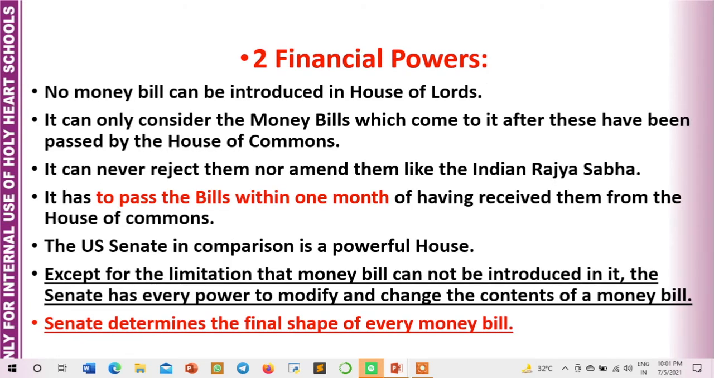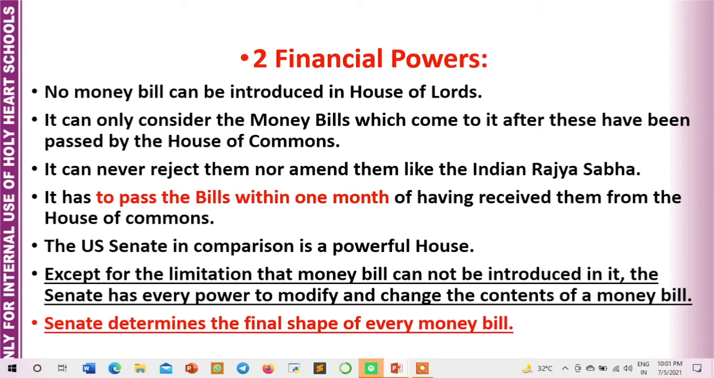Okay. The next is financial powers. No money bill can be introduced in the House of Lords. This is common between the U.S. Senate and the United Kingdom House of Lords. It can only consider the money bill which comes to it after it has been passed by the House of Commons. Means the House of Commons introduces it, passes it, and it comes to the House of Lords.